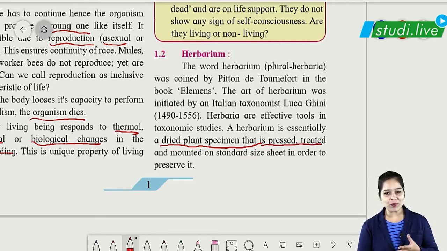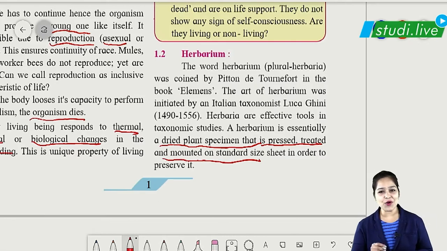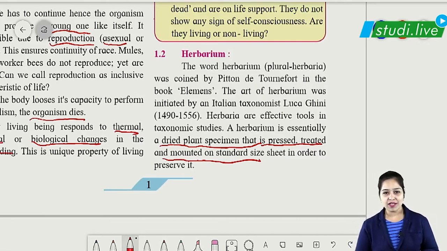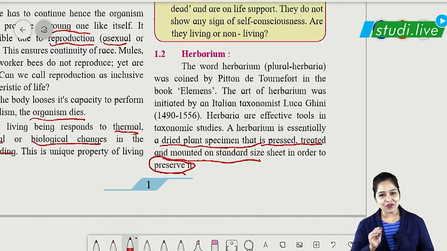Now it is treated with the help of certain chemicals, which we will be seeing later, then treated and mounted, which means they are stitched. They are stitched on a standard size sheet. Standard size sheet means the paper has to be of the same size in order to preserve it. So over here, all the plant material is dried and preserved in herbaria.